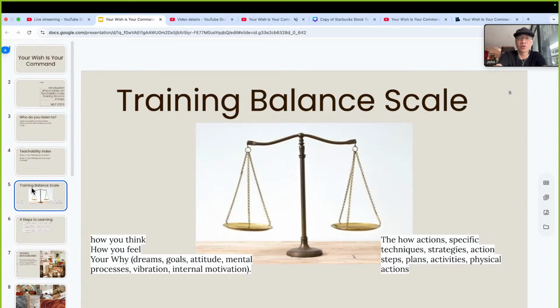Next part, the training balance scale. Okay, think of a scale, tilts back and forth. Now, training balance scale, on one side of the scale, it's about how you think and how you feel. What is your why? What are your dreams, goals, and attitudes, your mental processes? What is your vibration, your internal motivation? So that's one side of the scale. Okay? It's how you think and how you feel. On the other side of the scale are the how, the action, the specific techniques, the strategies, the action steps, the plans, activities, the physical actions.